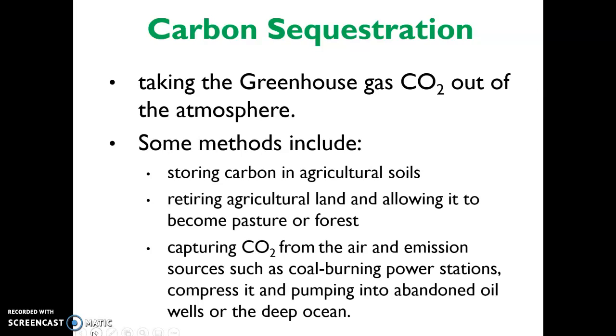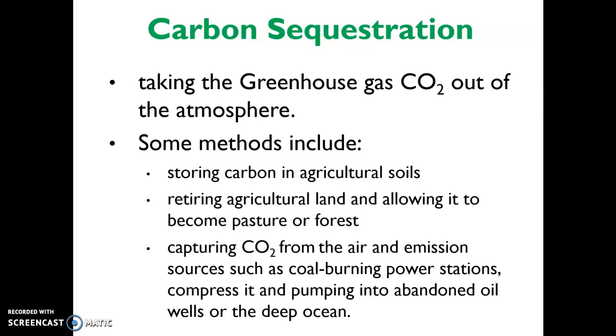Sequestration, think of the word sequester. When a jury is sequestered, they're hidden away like in a hotel while they're participating in a trial. Well, carbon sequestration is similar, where the greenhouse gas, CO2, is taken out of the atmosphere and hidden or stored somewhere. So one way is to store the carbon in agricultural soils, and that would be typically done by retiring agricultural land and allowing it to become pasture or forest.